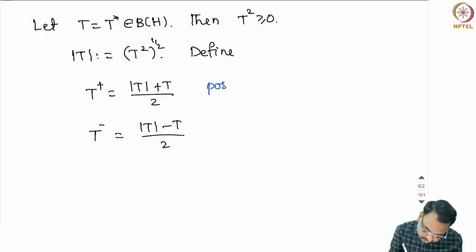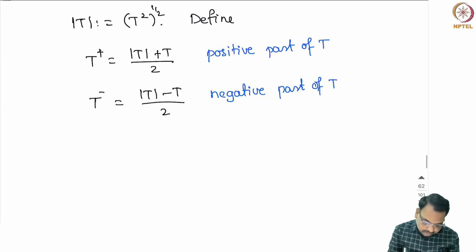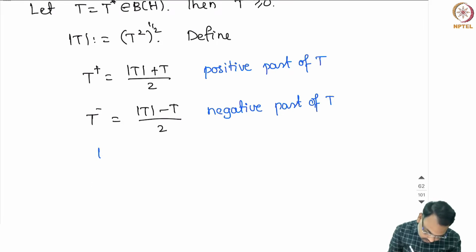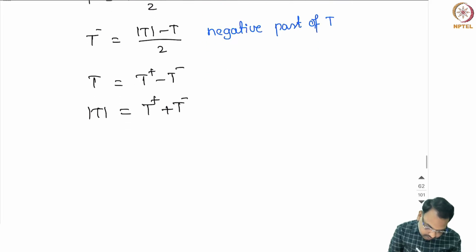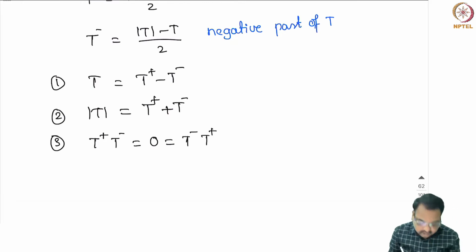So the first one is known as the positive part of T and the second operator T minus is known as the negative part of T, and it is easy to check that T can be written as T plus minus T minus, and |T| can be written as T plus plus T minus, and we can easily check that T plus into T minus equals 0, that is, T minus into T plus equals 0.